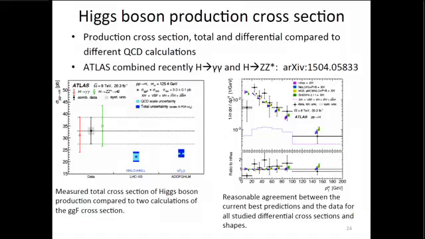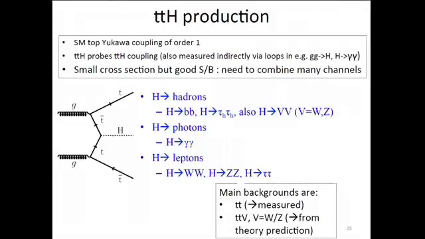If we look at differential cross-section, in this case as a function of pT of the Higgs, you see still a very good agreement between data and different calculations. Okay, now the other important channel is the ttH production, where this is important basically because the coupling of the Higgs to t tbar is important.